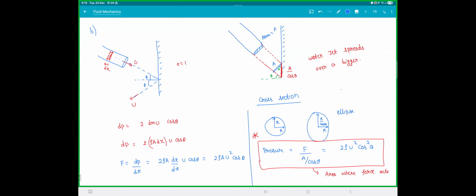So the main catch in this question is that area part. Pressure is force by area, but which area are you talking about? It is the area where the water jet is hitting the wall. Is this clear, everyone?